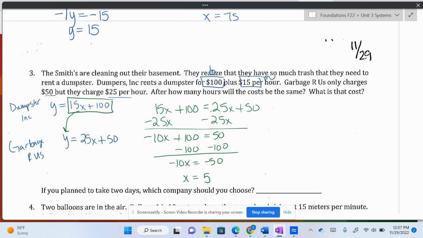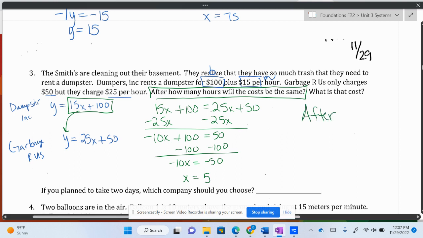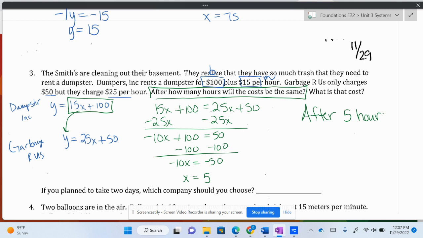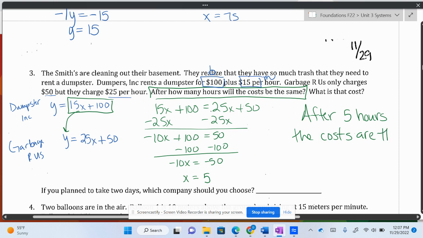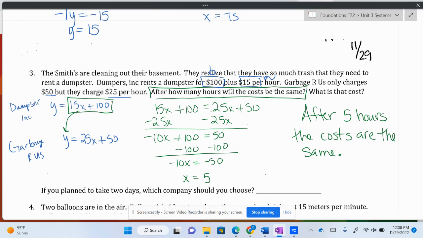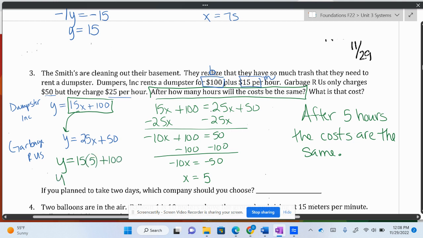5. So the question is, after how many hours will the cost be the same? After 5 hours, the costs are the same. The question is, what is that cost? What does that mean? Plug it in and solve for y, because y is the cost. So I'm going to plug it into the first one. y equals 15 times 5 plus 100. So y equals 175, I think.